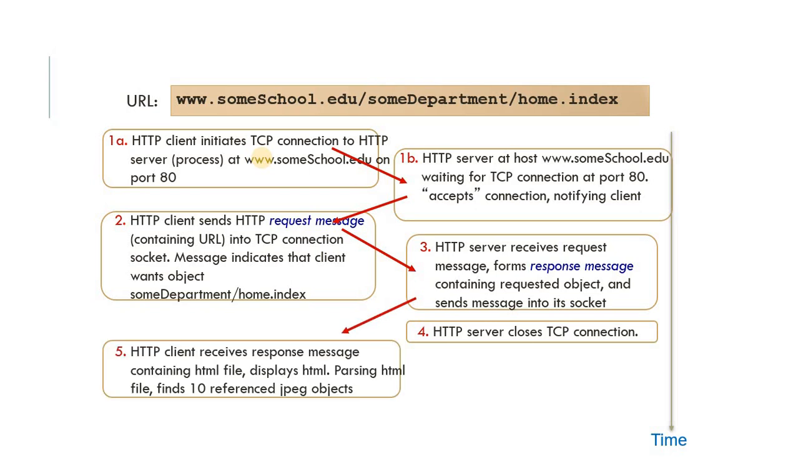Now on the client side, the client receives the response message containing the HTML file, displays the HTML file, and finds the 10 reference JPEG images that it requested. So now the data is shown in the browser.